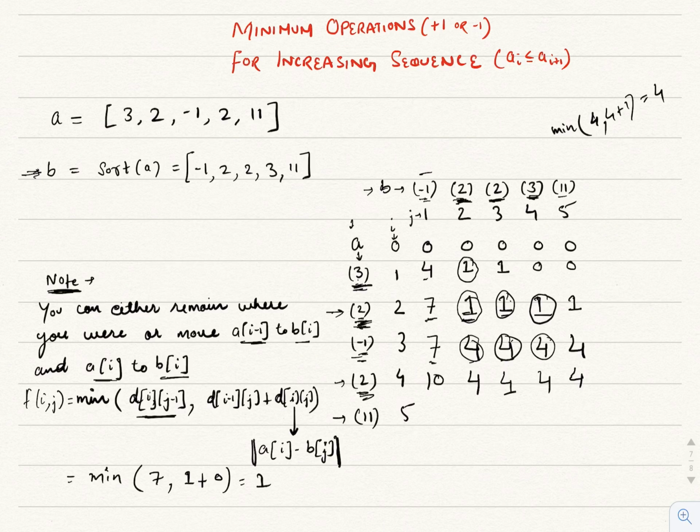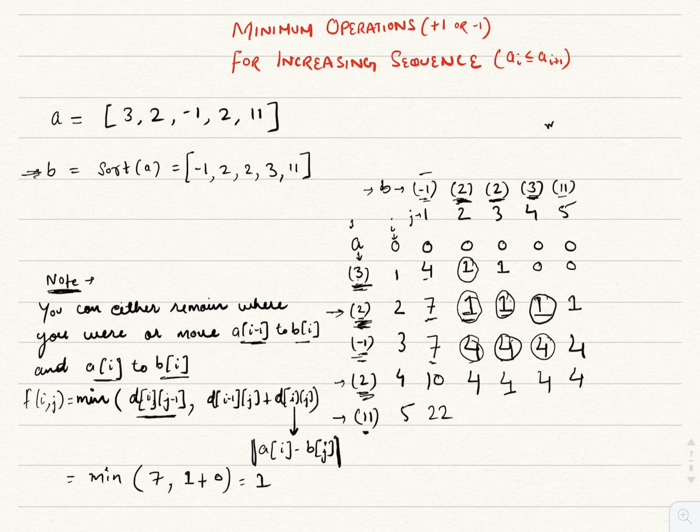So now let's look at the last row. So making 5 to minus 1, we'll add, sorry, not 5. Here we have 11. So to make 11 go to minus 1, we have to do 12 operations. So we'll add it here to 10, which will be 22.